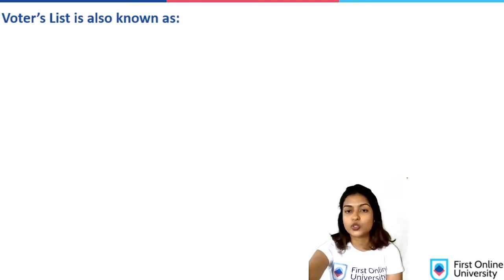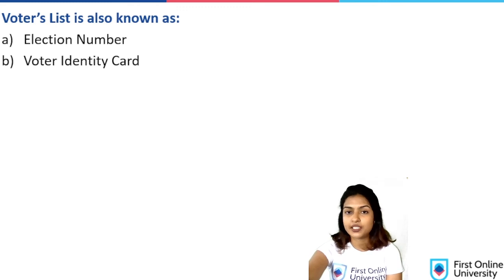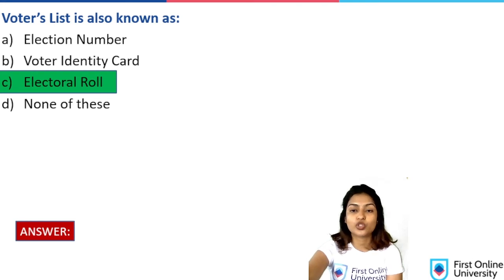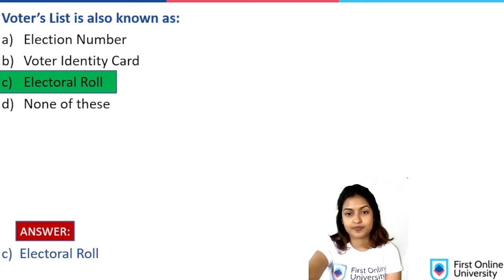Voters list is also known as A. Election number, B. Voter identity card, C. Electoral roll, and D. None of these. It is electoral roll. Please don't get confused with voter identity card. It is a card that you will have to take with you when you go to vote on the election day. It is a kind of identity you have.